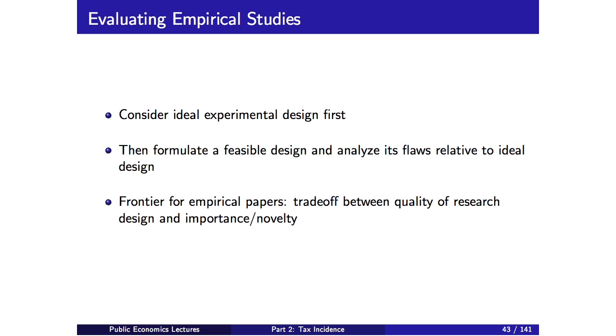Now, you're often not going to be able to run that experiment. So what is a feasible design that I have in the data that approximates that experiment, and what are its flaws relative to the ideal design? So often that's going to be some quasi-experimental approach, which doesn't allow you to identify exactly the parameters you want or involves some strong assumptions, et cetera. Now, one thing that you will notice here, and I think it's useful to keep in the back of your mind as you're doing empirical work, is that there's often a hard frontier, a hard trade-off between the quality of the research design you have and the importance or novelty of the question you're able to study.